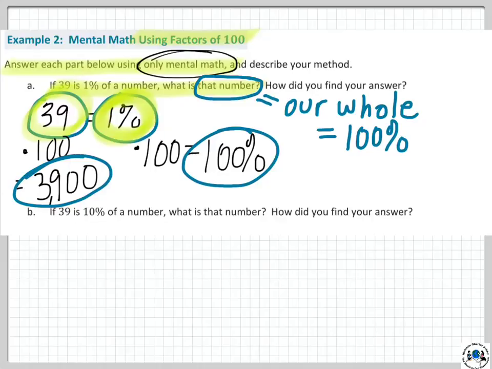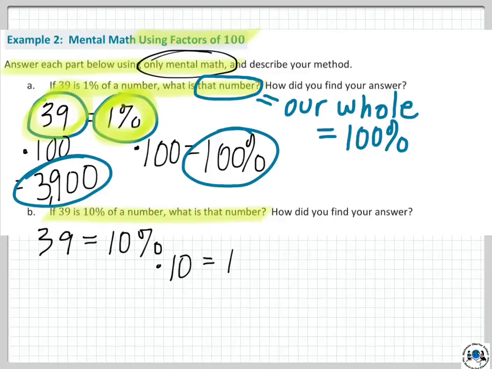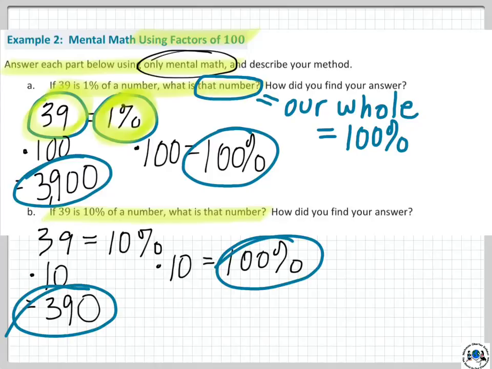Here's the next. I hope you did well on that. The next is, if 39 is 10% of a number, what is that number? Again, I'm thinking in my head, so 39 is equal to 10%. How do I go from 10% to 100%? Of course, I multiply by 10. So I multiply that 39 by 10, and I get 390. So my 100%, or my number in this case, is 390.